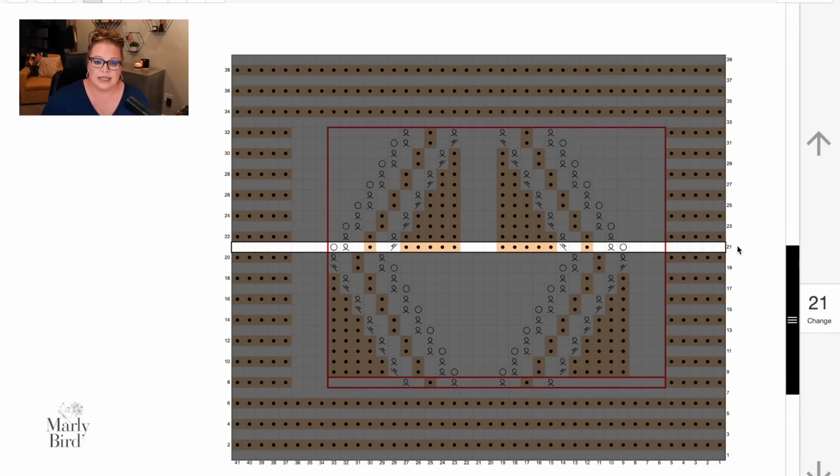So when we start right here with row 21, I just want to give you a quick reminder, we're on the right side, so we read our chart from right to left. And when you get to where that yarn over should be, make sure you don't lose that yarn over. When you do that yarn over, followed by the knit through the back loop or the back leg, make sure you don't lose your yarn over. Same thing as you come all the way across here. You want to make sure for every increase, there is a matching decrease.